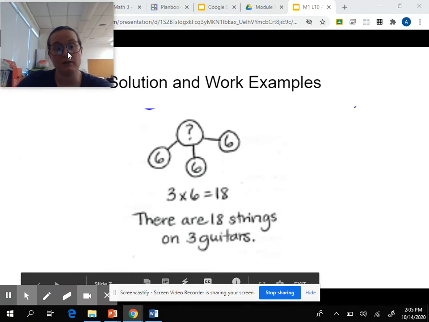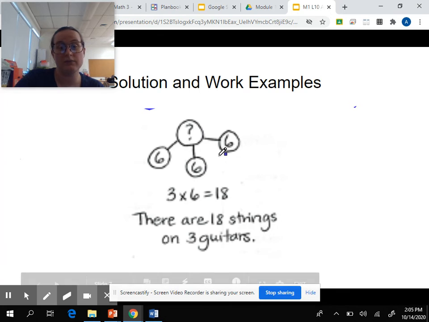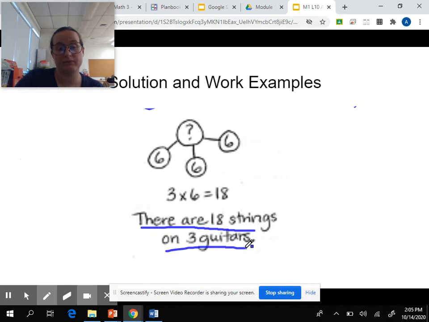So this is an example of how you could have drawn it out, right? Because we had 3 guitars with 6 strings. 3 groups of 6 equals 18. And there are 18 strings on 3 guitars.